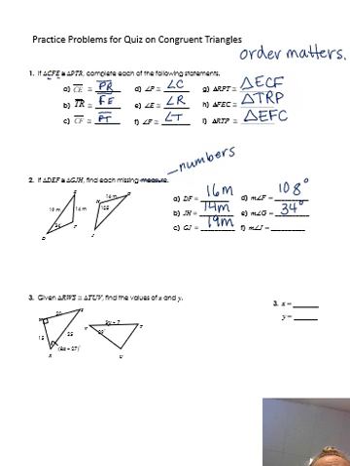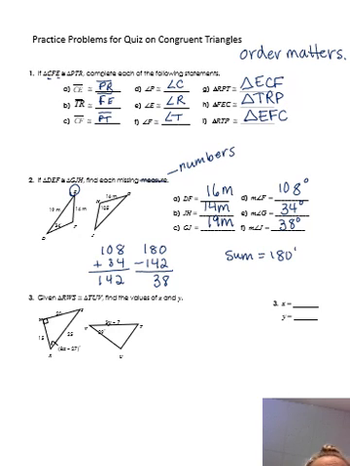J corresponds to E, and we don't know E, right? So what we have to do is use the fact that these two triangles are identical. So I'm going to add 108 and 34, which is 142, and then I'm going to take 142 from 180, and I get 38 degrees. Remember, the sum of angles in a triangle is 180 degrees.